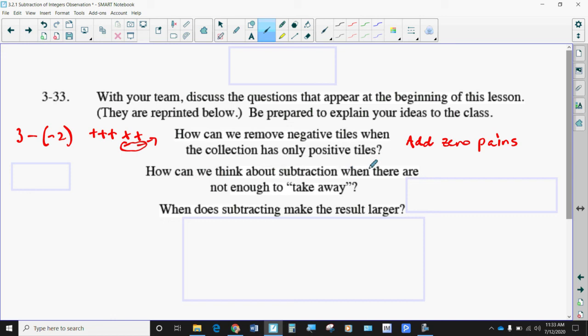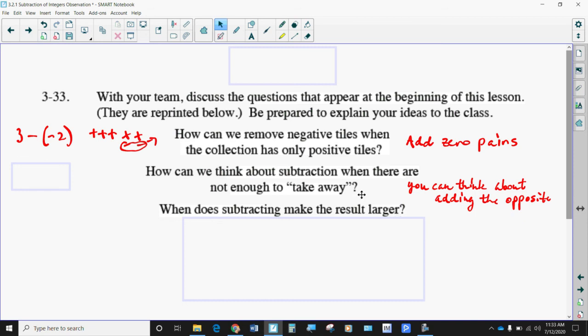How can we think about subtraction when there are not enough to take away? Well, sometimes you can think about adding the opposite. And this is going to be kind of what we do in tomorrow's lesson, where instead of thinking of taking away 2 negatives, what if we were to change that, instead of 3 minus a negative 2, to 3 plus a positive 2? So instead of subtracting a negative, if we add the opposite of whatever was being subtracted, is that a legal move? You get the same answer. That's going to be something for us to explore a little bit more in our next lesson.